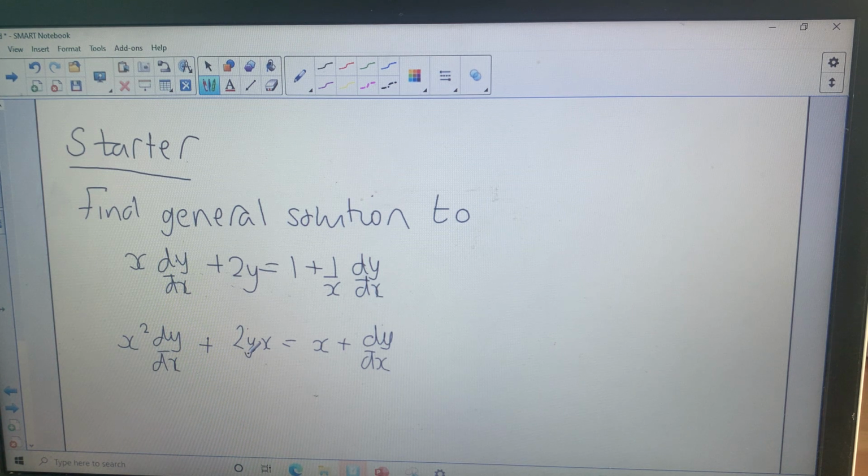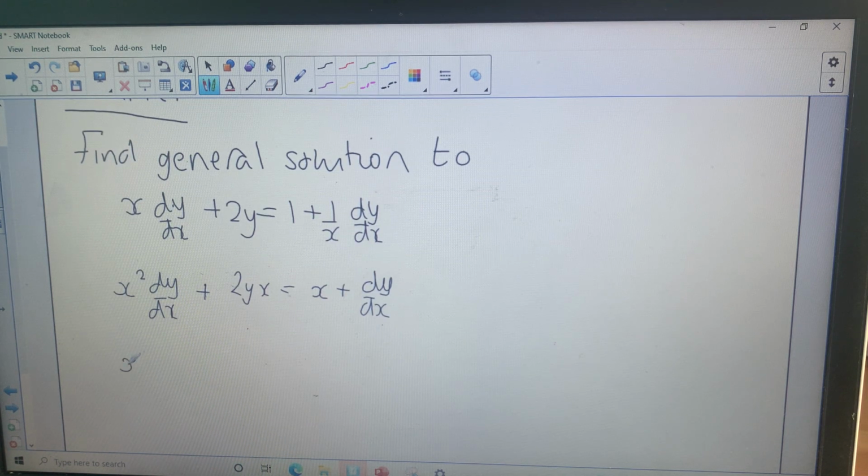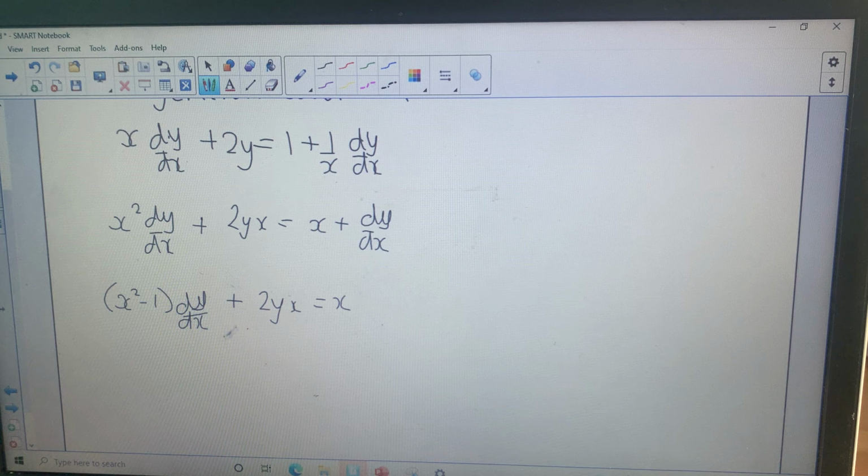When I rearrange this, I'm going to take this dy/dx over to the other side, and I'm going to have (x squared minus 1) lots of dy/dx plus 2yx equals x. Now we need this dy/dx to be on its own, so I'm going to divide all through by x squared minus 1.